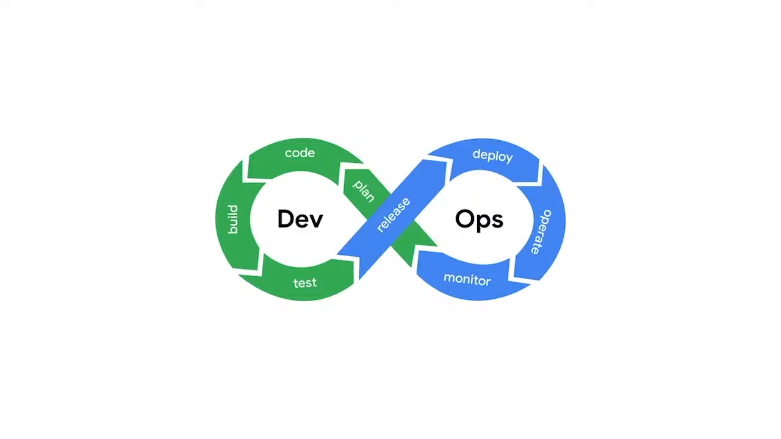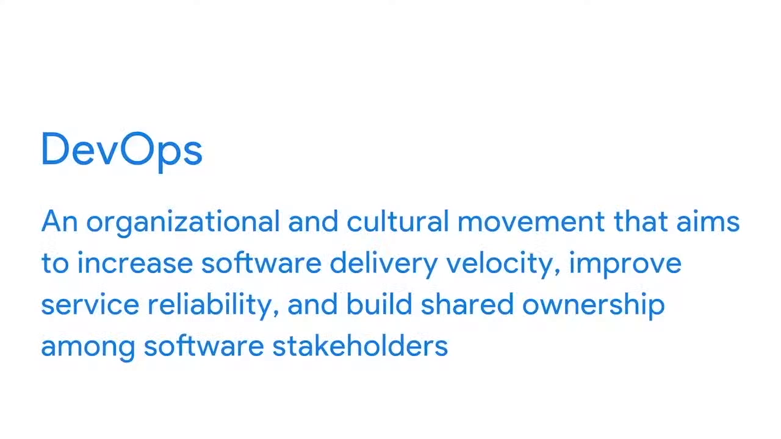The frameworks it inspired, though, have continued changing and evolving to keep up with changing business environments. One emerging Agile framework is called DevOps, which combines software development and IT operations. Our Google Cloud Platform business defines DevOps as an organizational and cultural movement that aims to increase software delivery velocity, improve service reliability, and build shared ownership among software stakeholders.